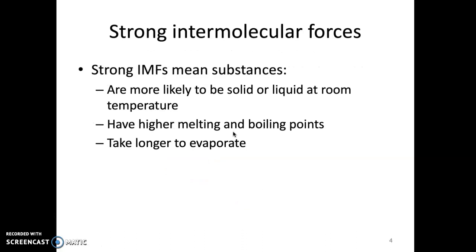Now, molecules that have strong intermolecular forces are more likely to be a solid or maybe a liquid at room temperature. They'll have higher melting and boiling points, and they'll take longer to evaporate. Okay, and then you can also think this through in terms of, if I had changed this word to weak, intermolecular forces would mean that things are more likely to be a gas at room temperature. They have lower melting and boiling points, and they evaporate really quickly. Okay, so strong, these three, and then the opposite would be true if the intermolecular forces were weak.